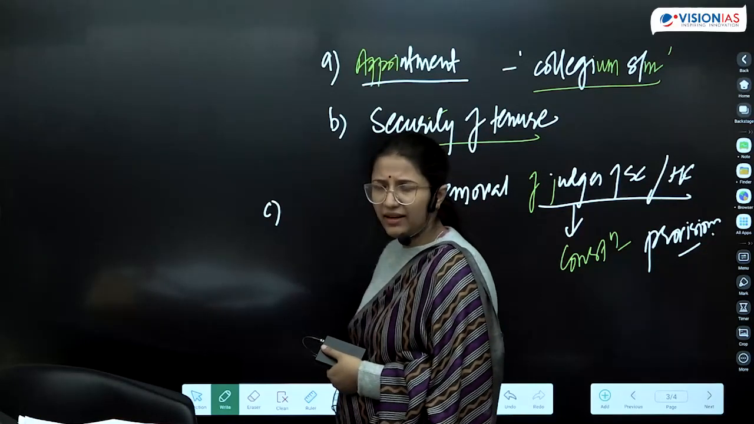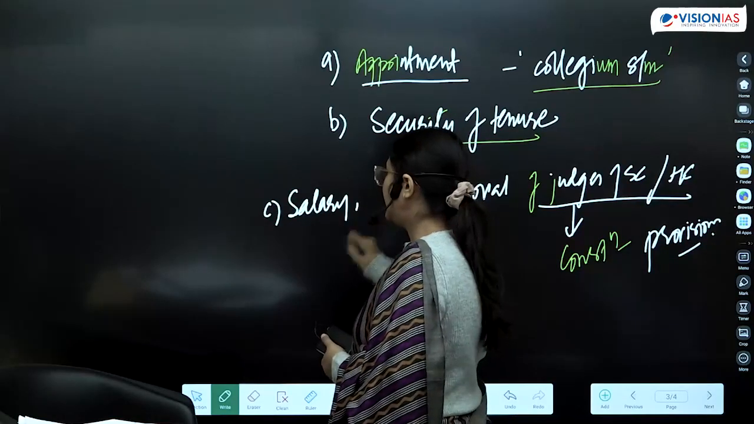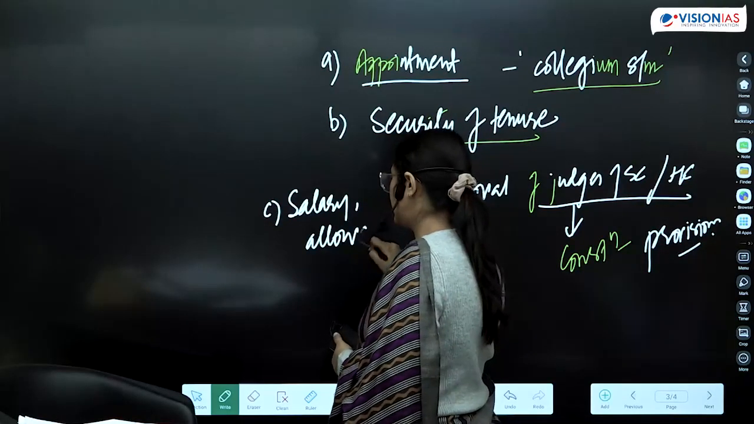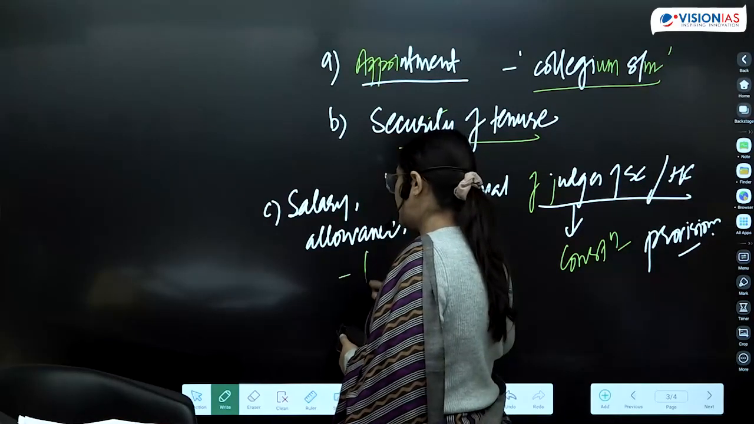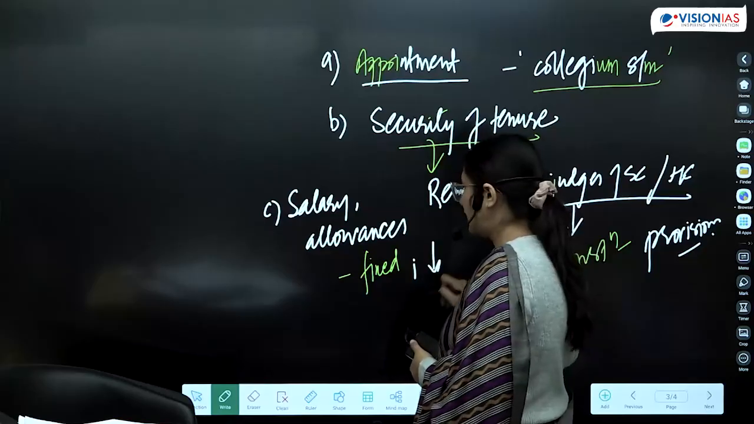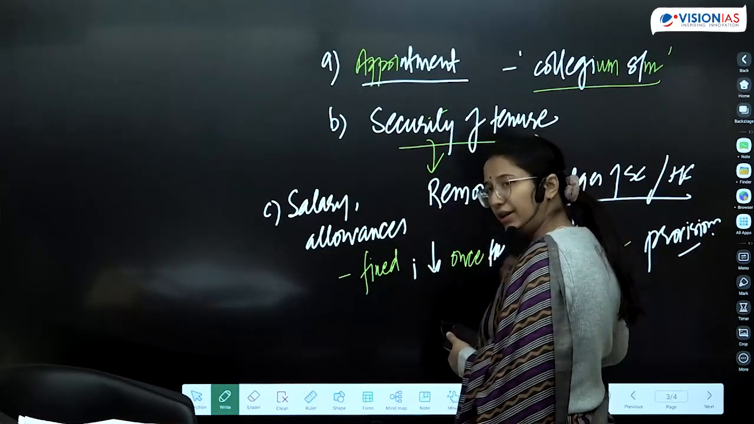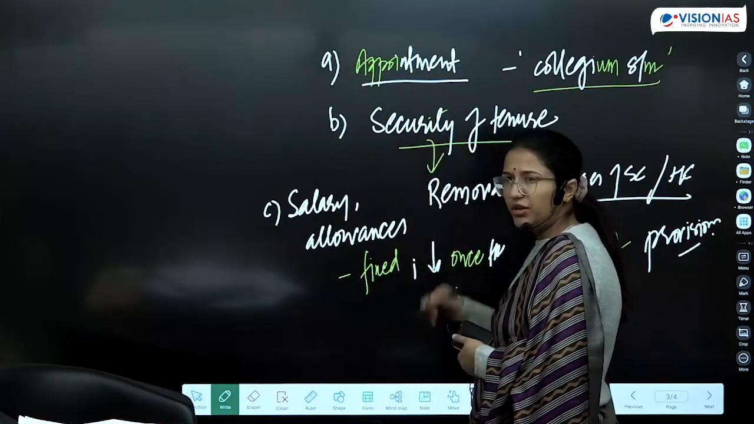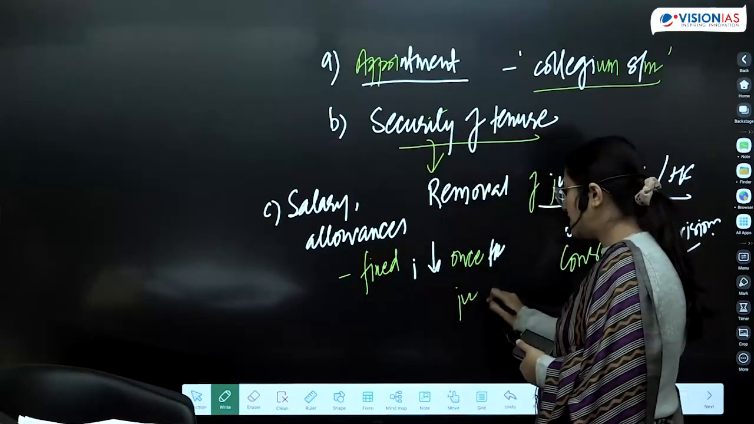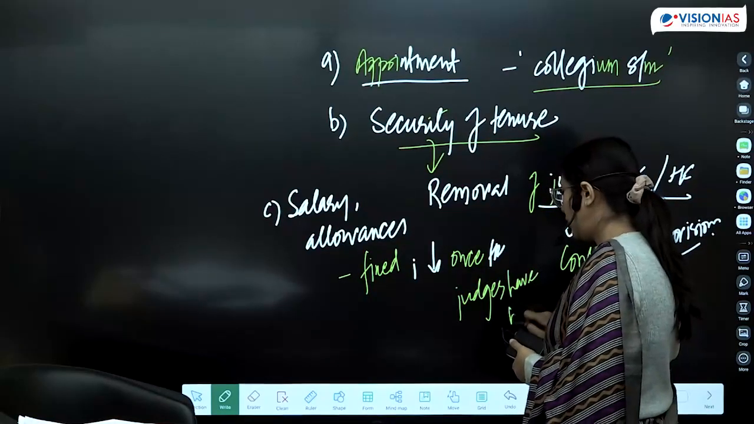Allowances, and they are also fixed. The salary and the allowances are fixed. They cannot be reduced once the judges are appointed. They can be increased, but they cannot be reduced once the appointment has taken place, once the judges have been appointed.